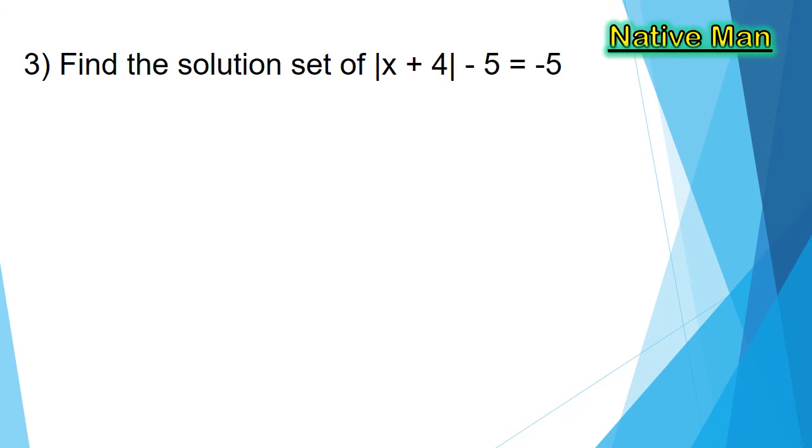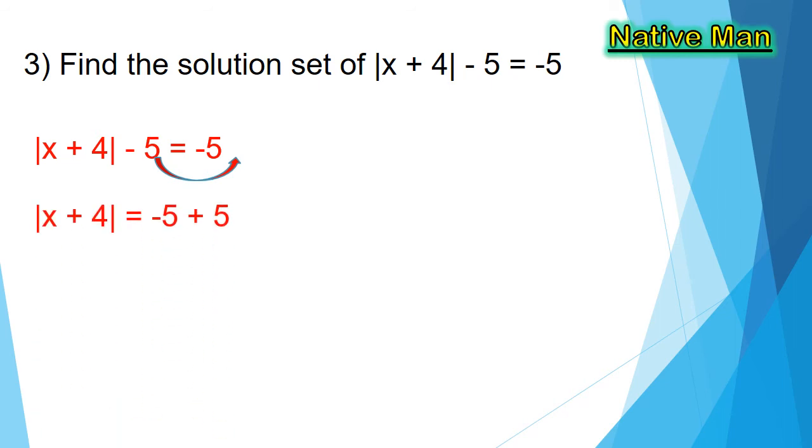Okay, number 3 example po tayo. Find the solution set of absolute value of x plus 4 minus 5 is equal to negative 5. Okay, sa atin pong absolute value equation, if you notice, meron pong minus 5 sa left side. So, dapat simplify po natin lahat po ng constant idala po sa right side. Ano po? So, lipat po natin yung minus 5.